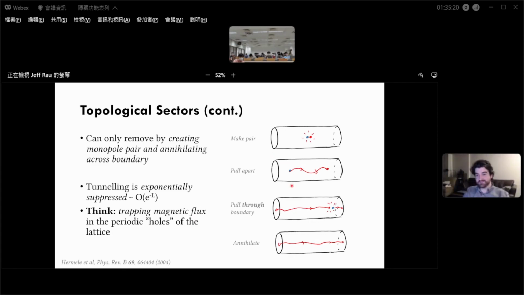And so to actually modify this winding number, what you need to do is have a defect get created, have it tunnel all the way through the boundary of the system and come back and annihilate, right? So that kind of process just physically is going to be suppressed exponentially, right? And so maybe a little more physically, you should think of this as we're actually trapping magnetic flux in the periodic holes of the lattice.